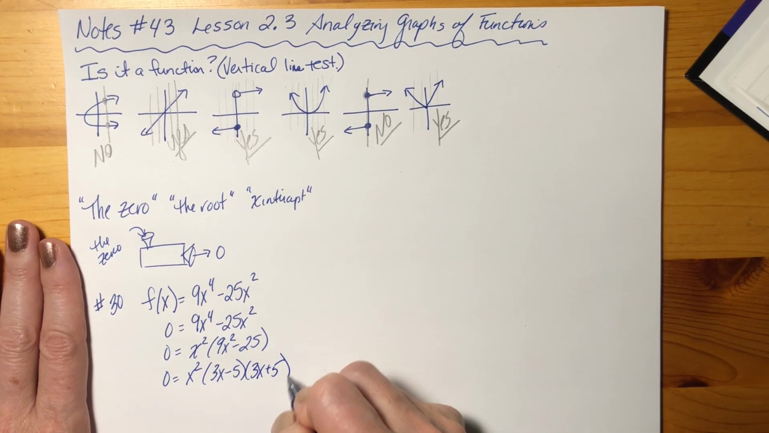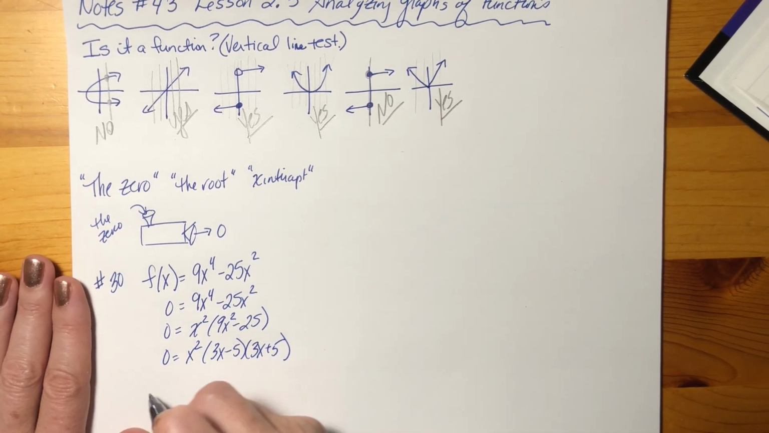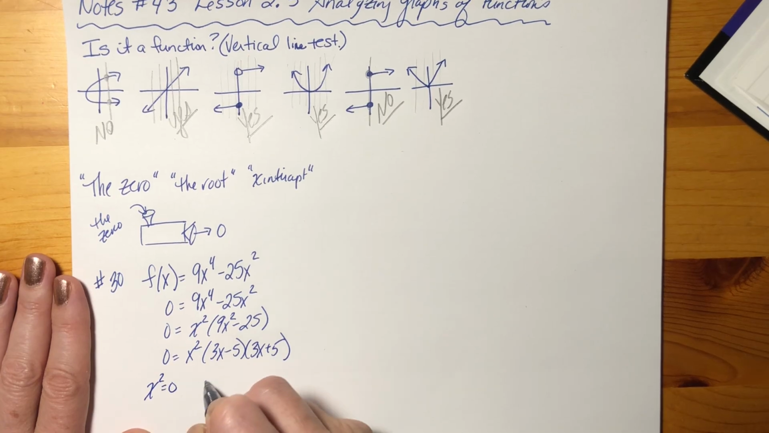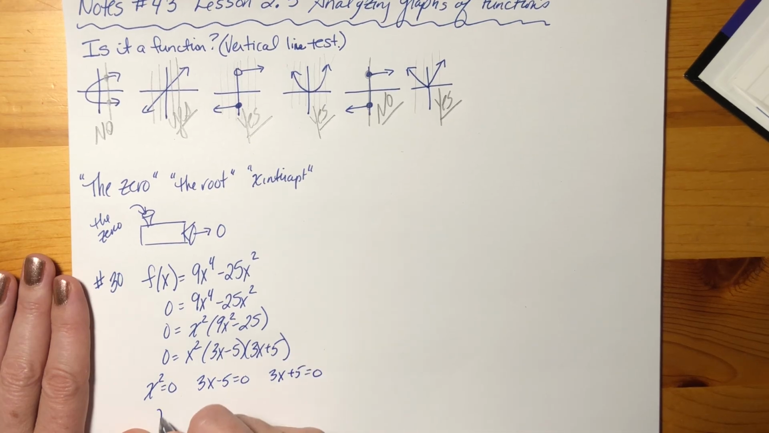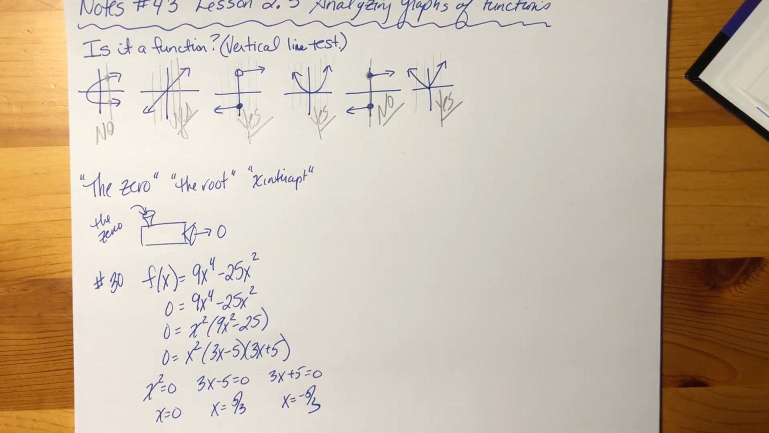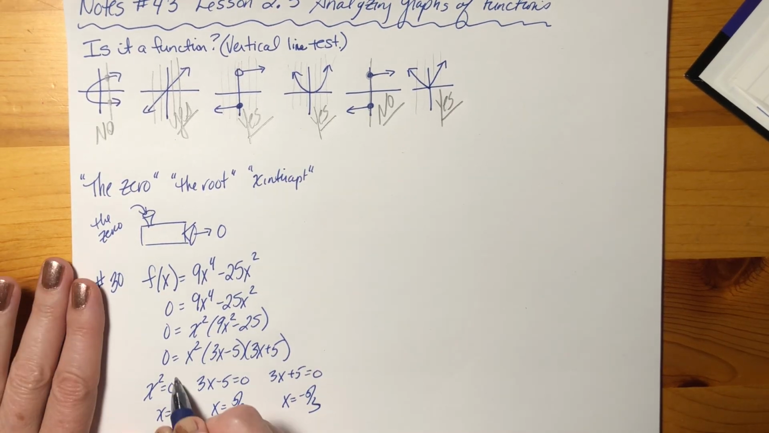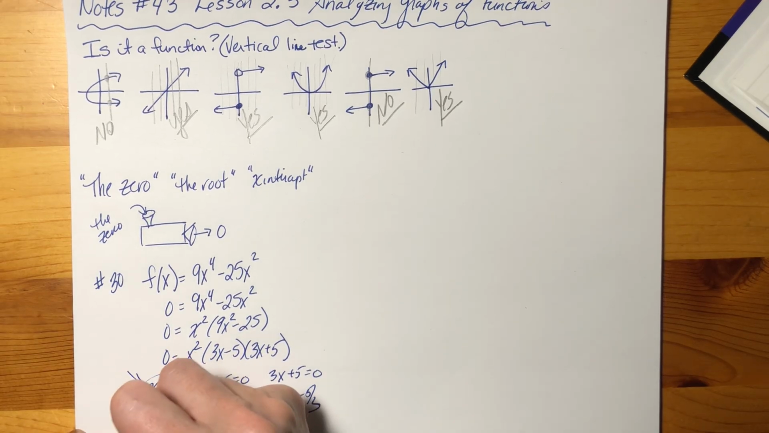Okay, fabulous. So now you're going to solve that. Set each factor equal to 0. x squared equals 0. 3x minus 5 equals 0. 3x plus 5 equals 0. So I know x equals 0. x equals positive 5/3. And this over here would be negative 5/3. Okay? Now, this root, this one's special. Okay? This is what's called a double root.